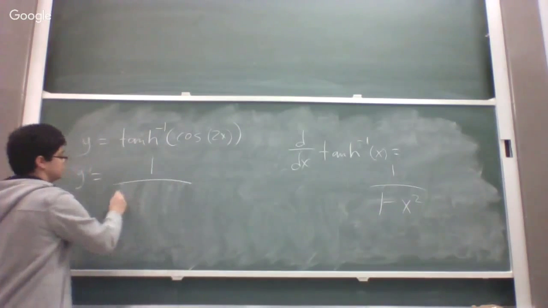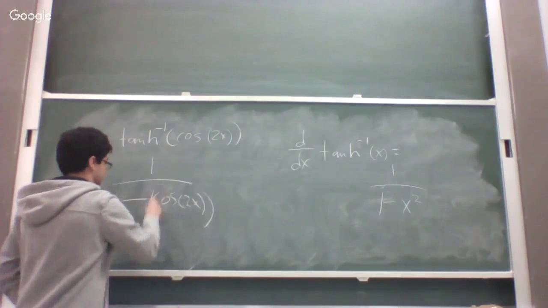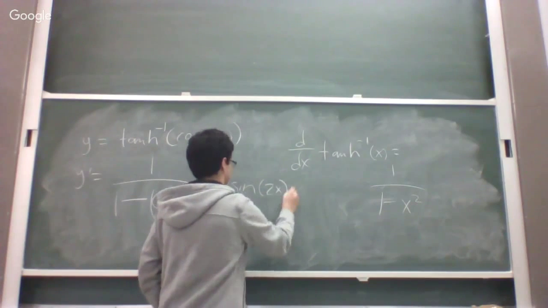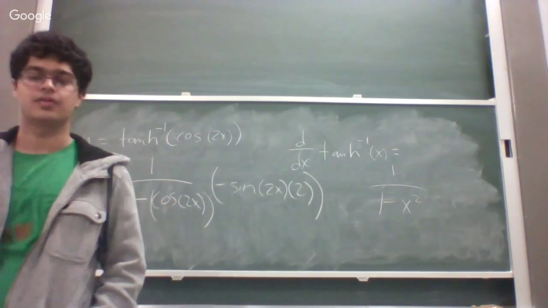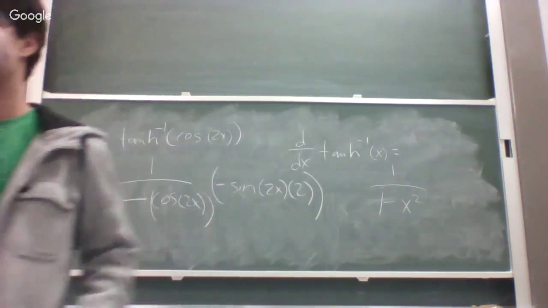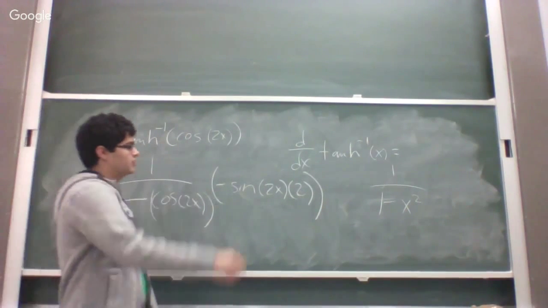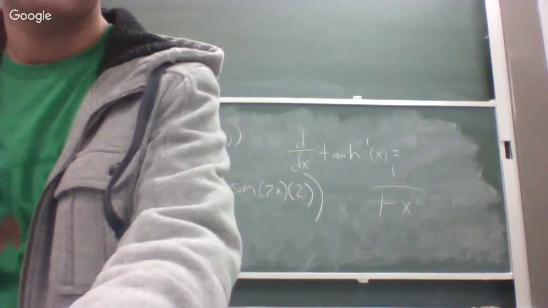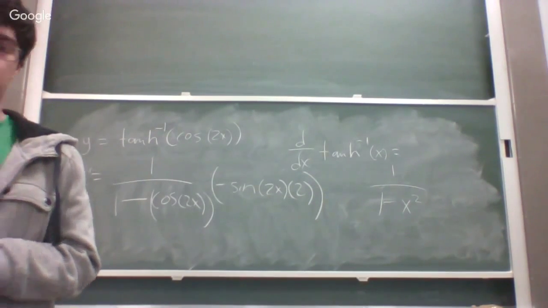1 over 1 minus cosine 2x squared, times negative sine of 2x, times 2. We just did chain rule time. Did this make sense? It's just working with the different versions of tangent and stuff, but all the rules are the same. You guys good?